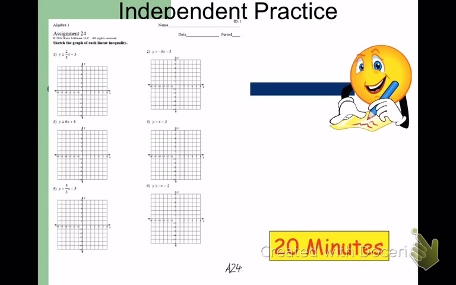So now it's your turn to just go ahead and finish the rest of your packet. You have a total of 10 practice problems and 2 error analysis problems. So go ahead and finish it up, and good luck.